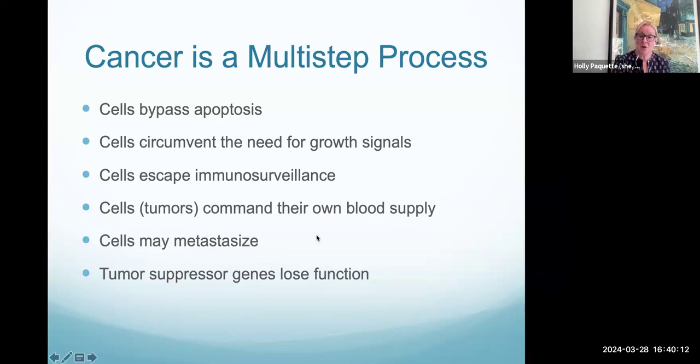They can command their own blood supply. Often we see new blood vessels going to tumors that are growing. They have the ability to basically have their own blood supply that's not dependent on other tissues around them.